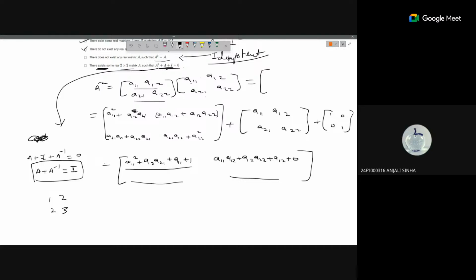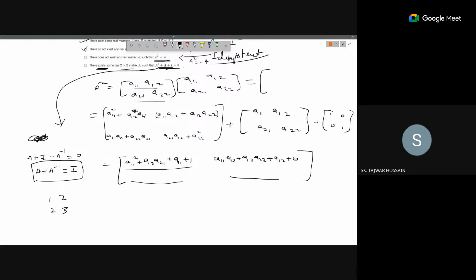Sir, we have a doubt regarding the third option. Suppose we can do one more thing. Suppose A square equals A. We already know these matrices are called idempotent matrices, and these matrices exist. In that sense, it can also have A square equal to minus A, which is also possible. In that case, this will become 0, right? What is an idempotent matrix? Idempotent matrices follow this property: A square equals A. This is the definition.